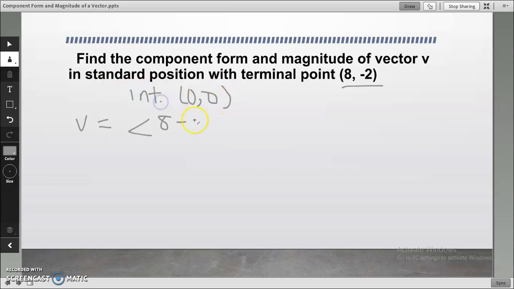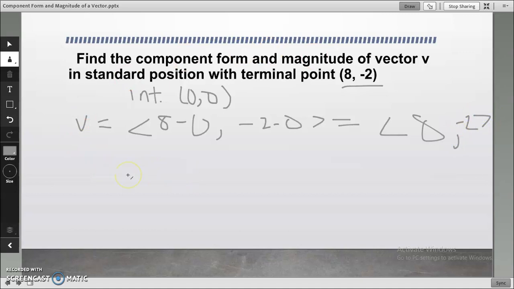So this is the initial point. So minus 0. Then I have -2 minus 0. And that just gives us what we started off with. So I have 8 and -2. So there's my component form of vector v.